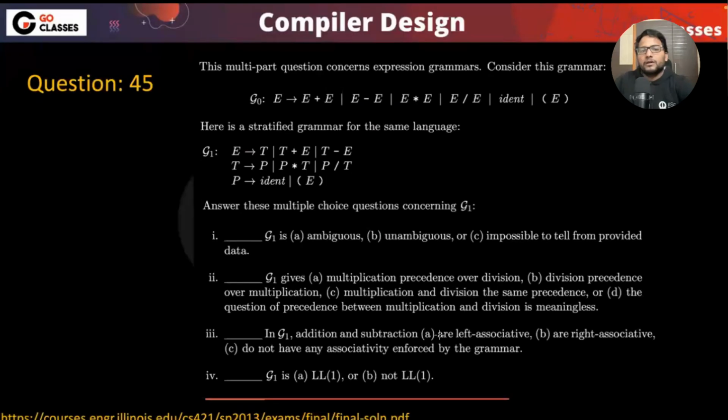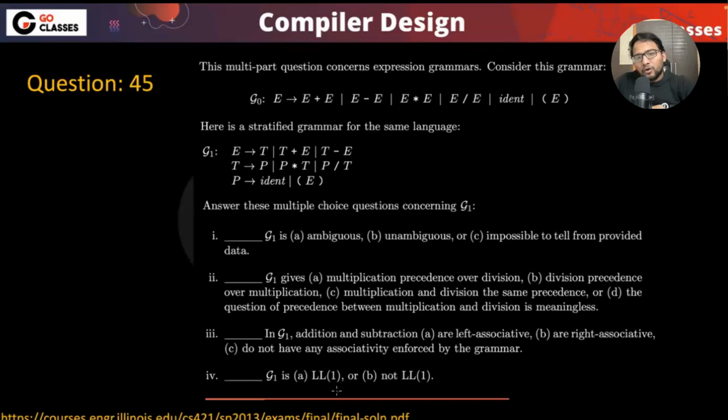What about addition and subtraction? Can you tell me something about it? Is this left associative or right associative? This is plus E, this is minus E. This is right recursion, right? If this is right recursion, then this is right associative. So basically, if it is right recursion, then this will be right associative. So both are right associative. So you will say it is right associative only.